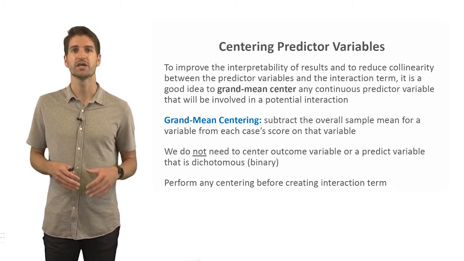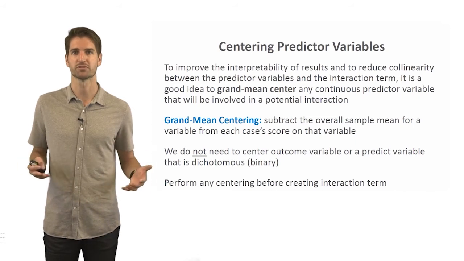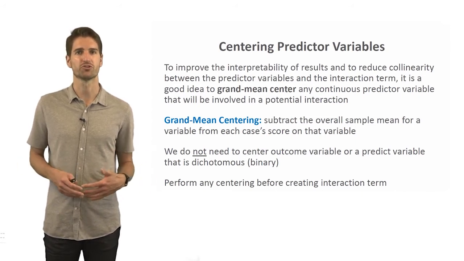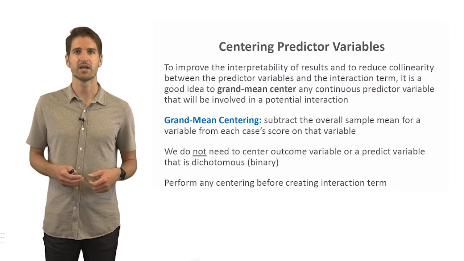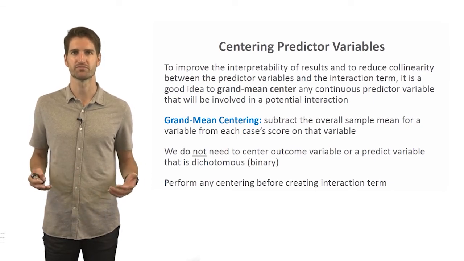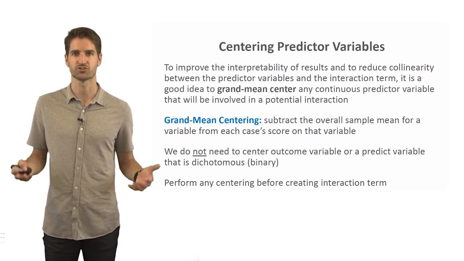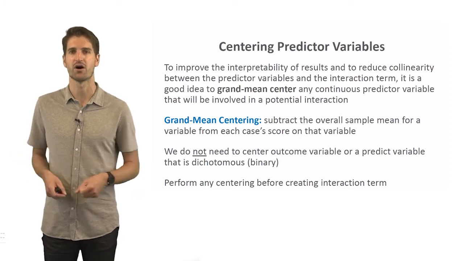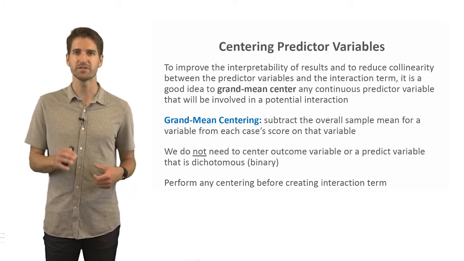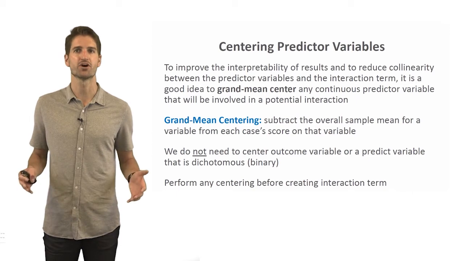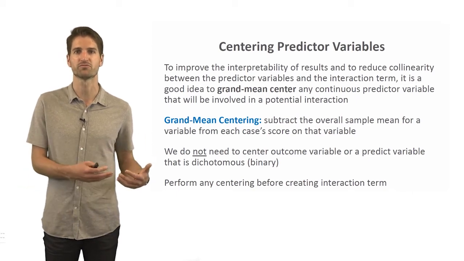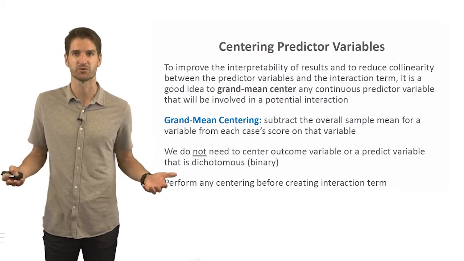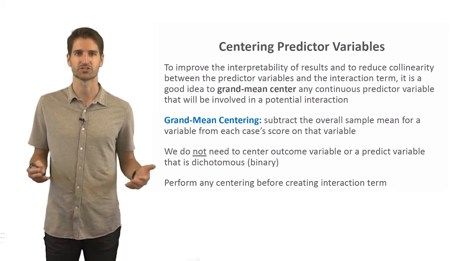And specifically, in this context, with a moderated multiple linear regression model, we use what's called grand mean centering. And we do this for any continuous predictor variable that will be involved in a potential interaction that we include in our regression model. So grand mean centering is simply subtracting the overall sample mean for a variable from each case's score on that variable. Okay, and I'll show you what this looks like in just a second.